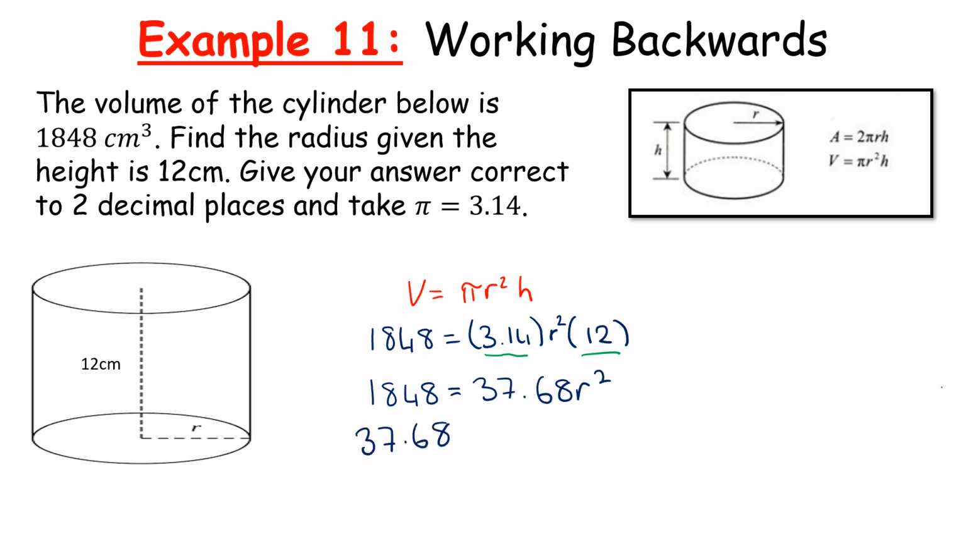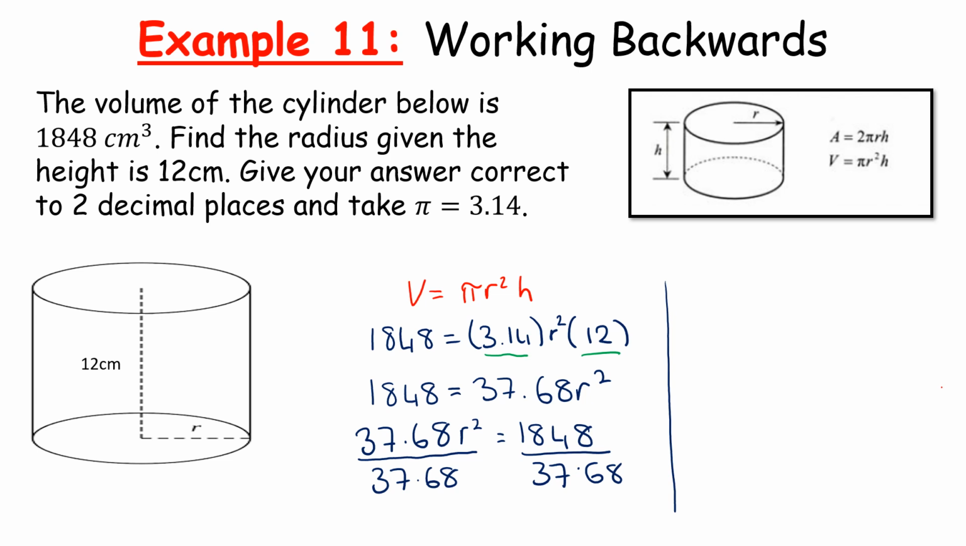In this question, they did tell us that we'll need to round, which tells me that my answer is not going to be a perfect square, but I follow the exact same process as we have done before. So first thing I'm going to do is divide by the coefficient, so 37.68, divide that on both sides. I'm not going to get a particularly nice answer. I basically end up with r squared equals 49.04458599. I'm going to keep that as accurately as possible.